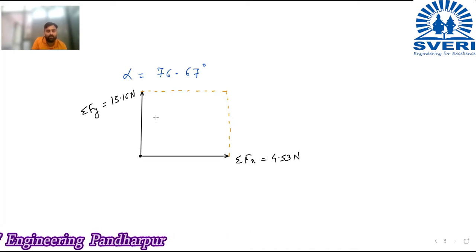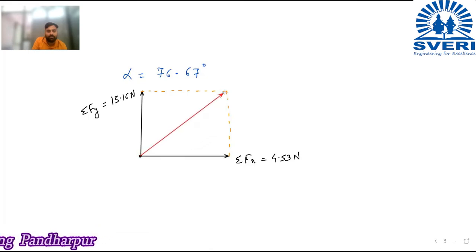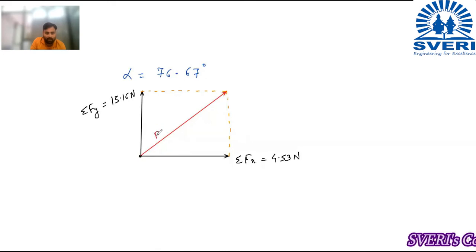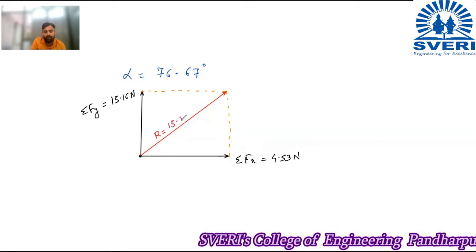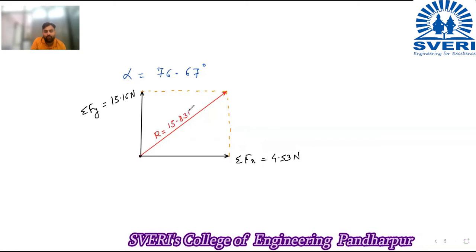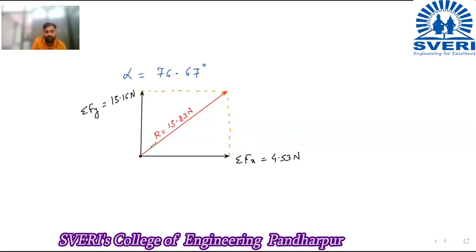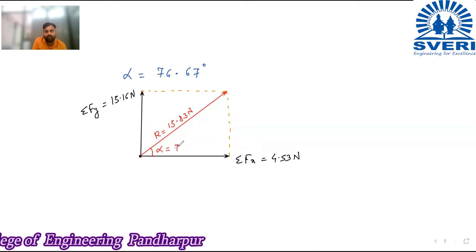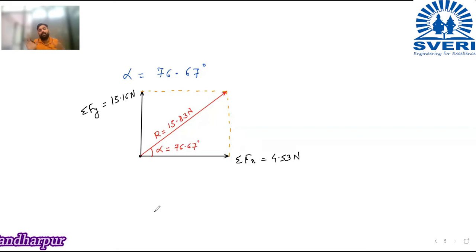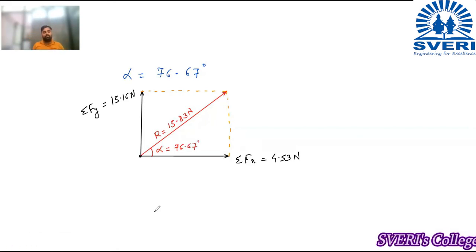So this diagonal is our resultant. And what is the value of R? We have calculated it as 15.82, or 15.83 Newton, whatever it may be. And this angle is our angle alpha, which is always with the horizontal, and this angle is 76.67 degrees. So this is your final diagram. What is the magnitude of the resultant? What is the direction of the resultant?